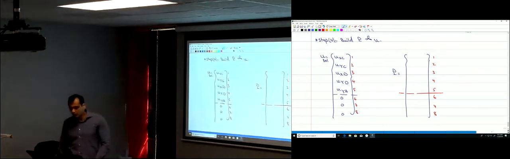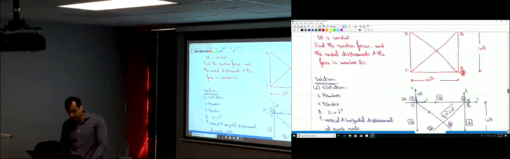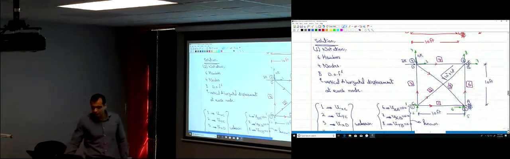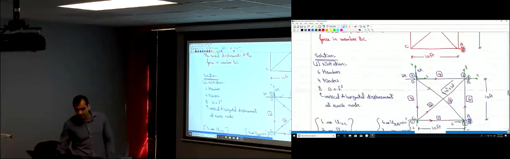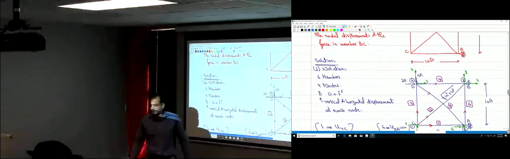So P, what are the loads at those degrees of freedom? 1, 2, 3, 4, 5. What are the loads at those degrees of freedom? Let's see the problem. What is the load at the first degree of freedom? The first degree of freedom is the horizontal here, at point C. Was there any load here?